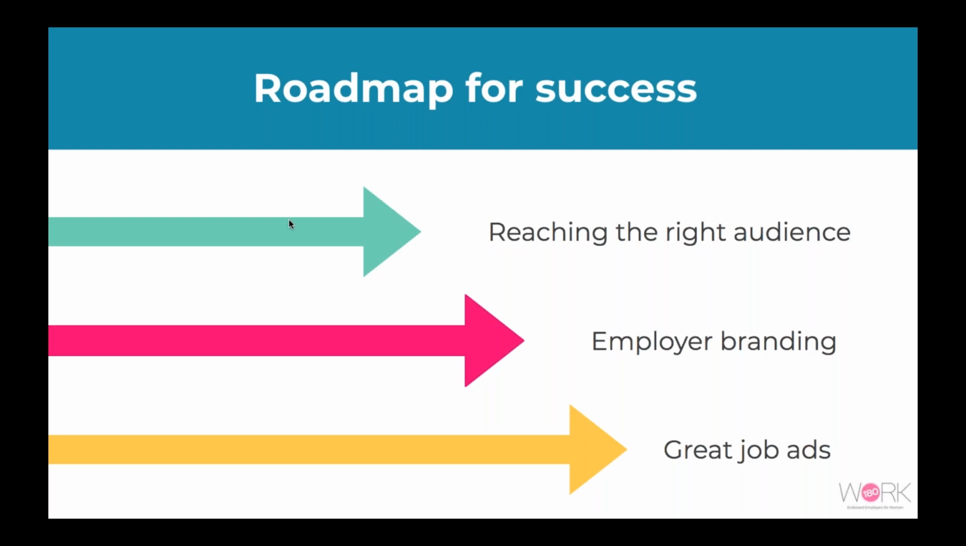So if you're reaching the right audience and you've got a great employer brand, but your job ads are terrible, no one's going to apply. Likewise, if you've got a good brand and great job ads, but it's not in front of the right people, again, no one's going to apply. And vice versa: you're reaching the right audience with great job ads, but your brand's not very strong out there in the market, well, no one's even going to click through to read your job ads in the first place. So like I said, oversimplified roadmap to success. And what we're going to touch on today is the third point, around how to write a really great job ad.